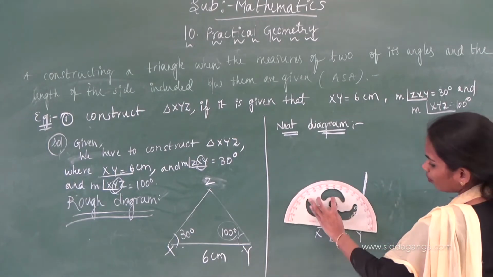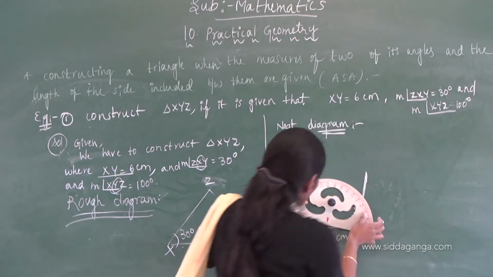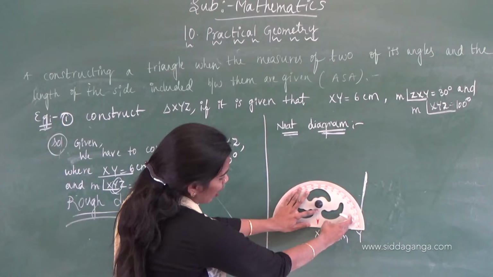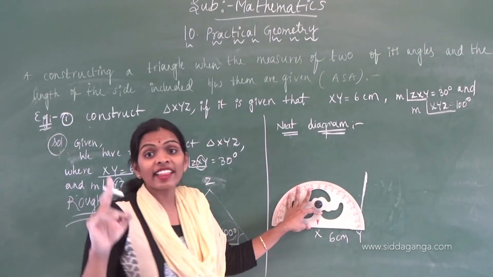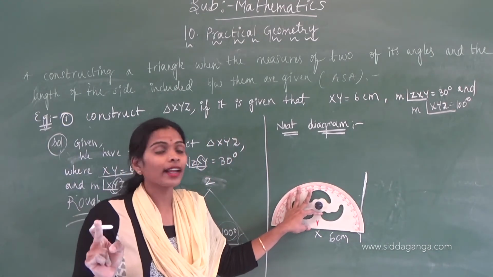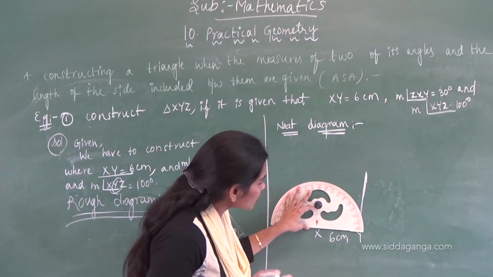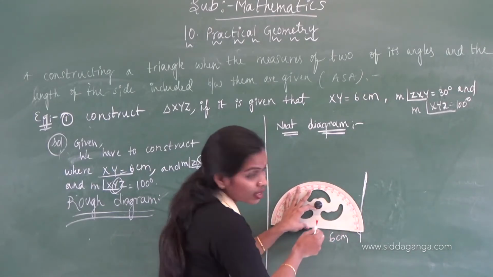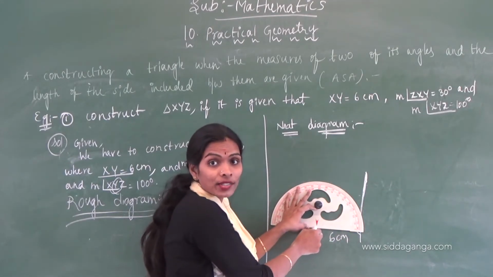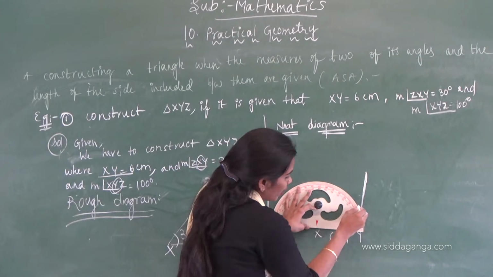And through X, what do we have to construct? Through X we have to draw an angle of 30 degrees. Here we have to take the lower scale because this is on the left side, correct? That's why we take it.